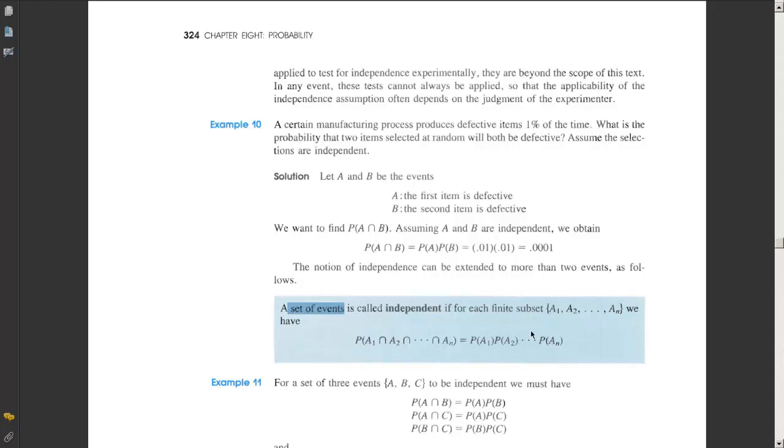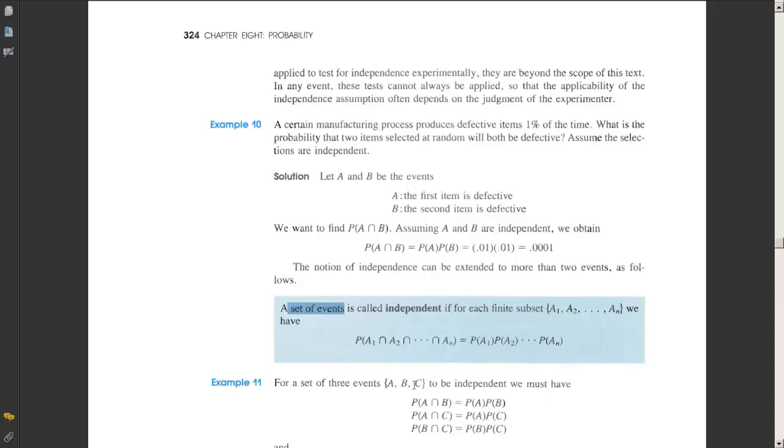Now it says a little bit more than that. It says if you have a set of events, this is part of that set, but not necessarily all of them. So what they're saying is if you take that set of events and you take any subset of that set, this has to be true for every possible subset. Okay, so it's a pretty strong restriction.